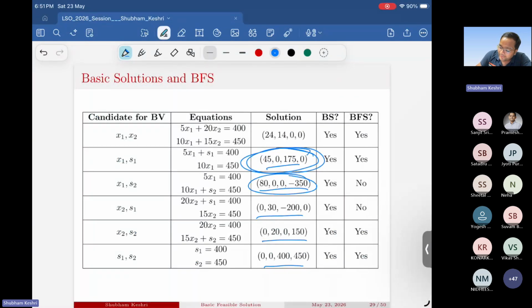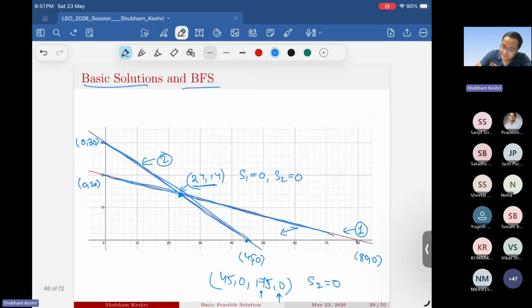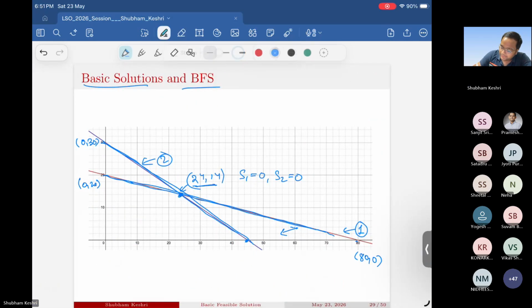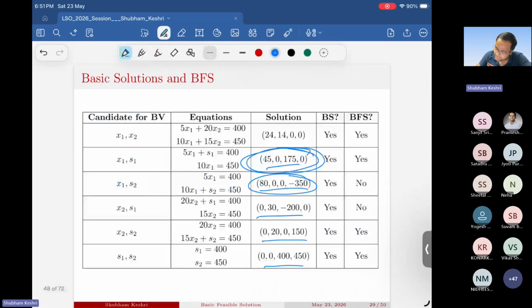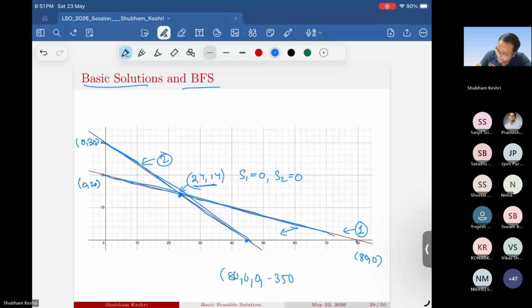What is this point? 80, 0, 0 and minus 350. You see, we have x1 as 80, x2 as 0. This is the line on the first constraint, so S1 is 0. And you see, on this region, S2 was positive. On this region, S2 is negative. So you see, you're having minus 130.